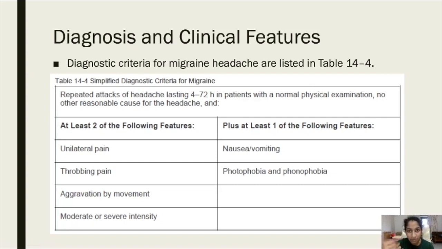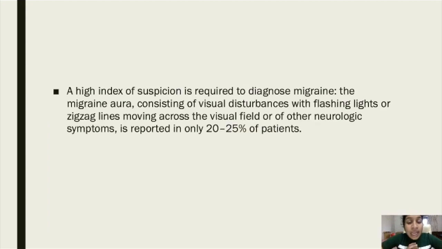So physical examination should be done. Any other secondary headache reasons we have to rule out. After that, if nothing is there, and only a unilateral headache with a throbbing pain, or it aggravates with moving, photophobia is there, phonophobia is there, or nausea and vomiting is there, then we have to confirm it as migraine. A high index of suspicion is required to diagnose migraine.